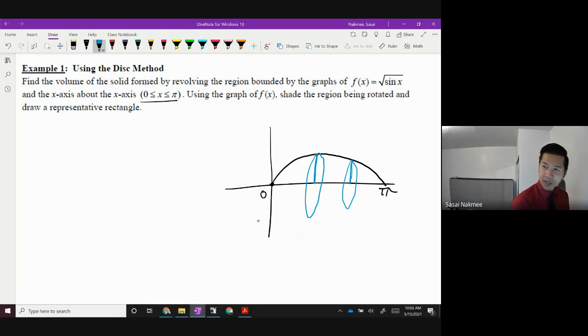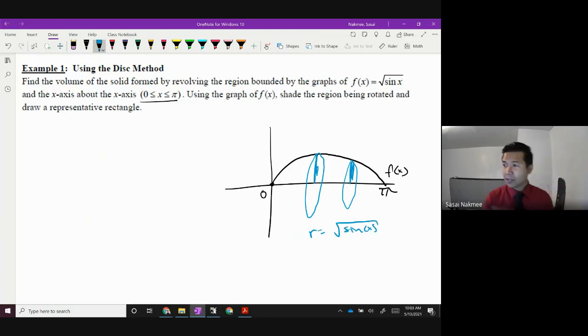So can somebody tell me, what is this radius equal to? This radius in blue right here. Based off of the function that I have drawn right here, hopefully you guys can see that f of x is this black line right here. So that means the radius is just equal to whatever f of x equals. That's right, Monica. And this f of x is going to be equal to the square root of sine of x, right? That's what we defined f of x as. So the radius is going to be equal to that as well.